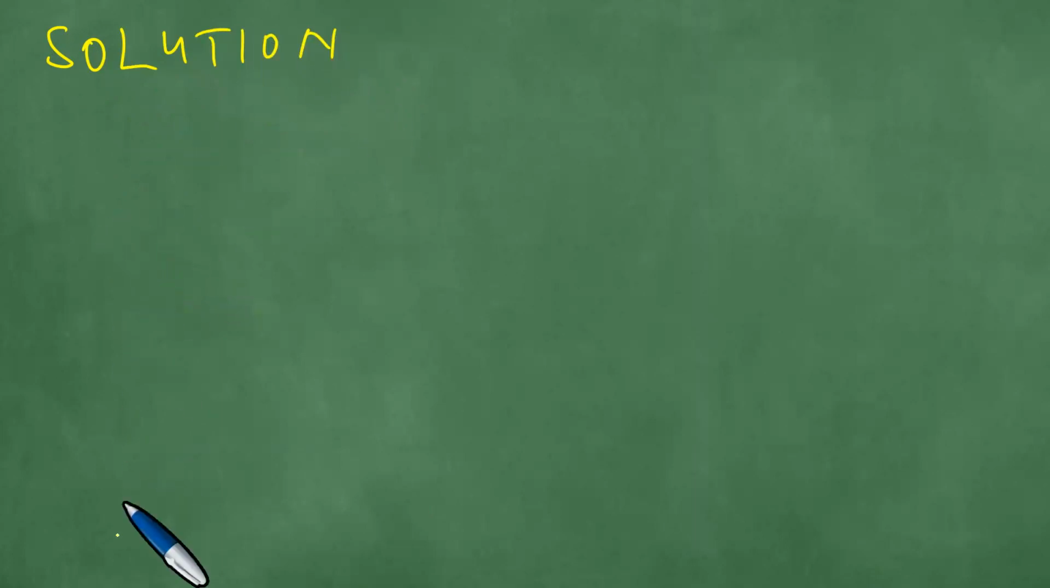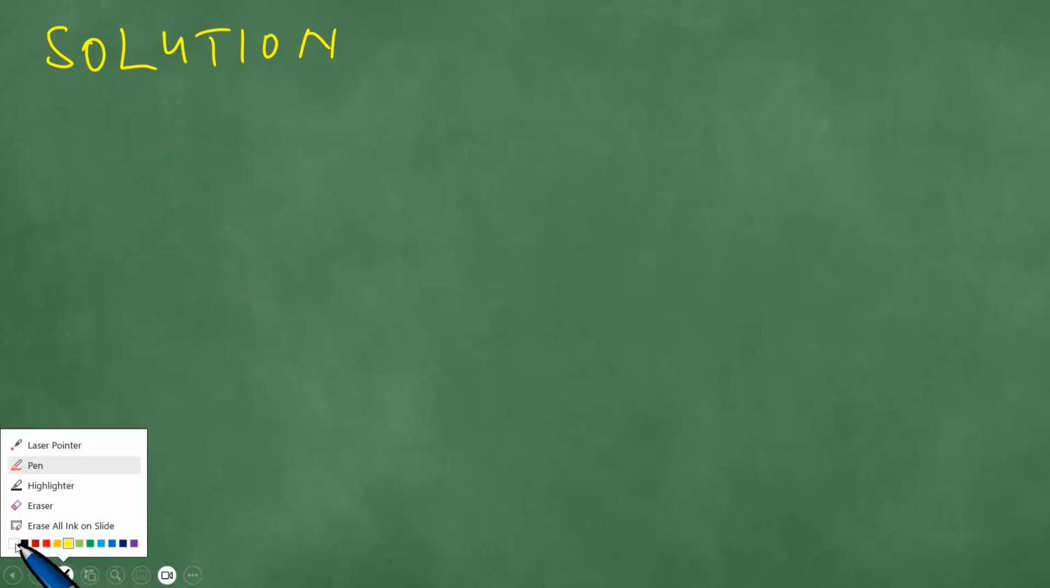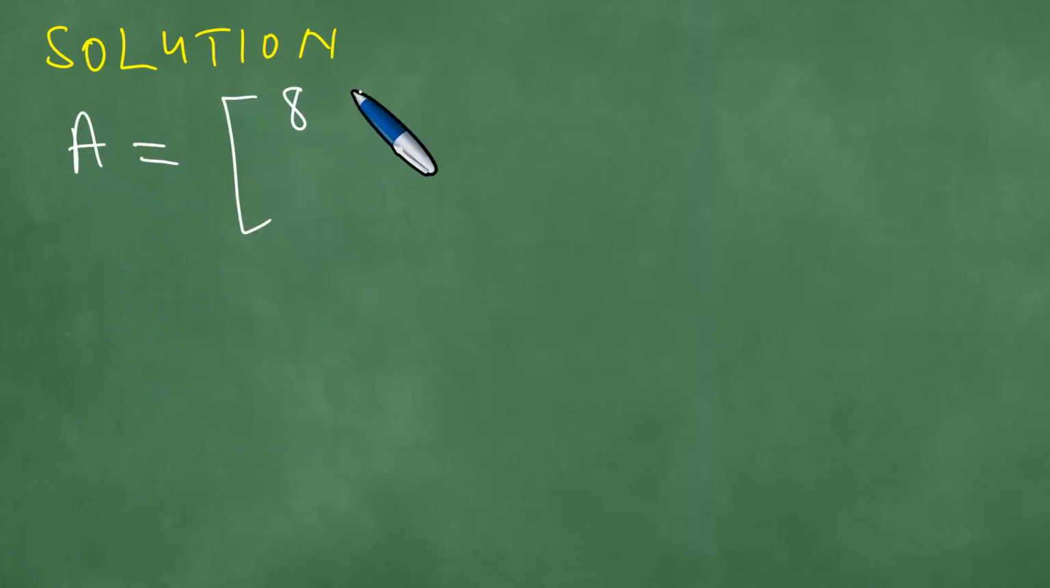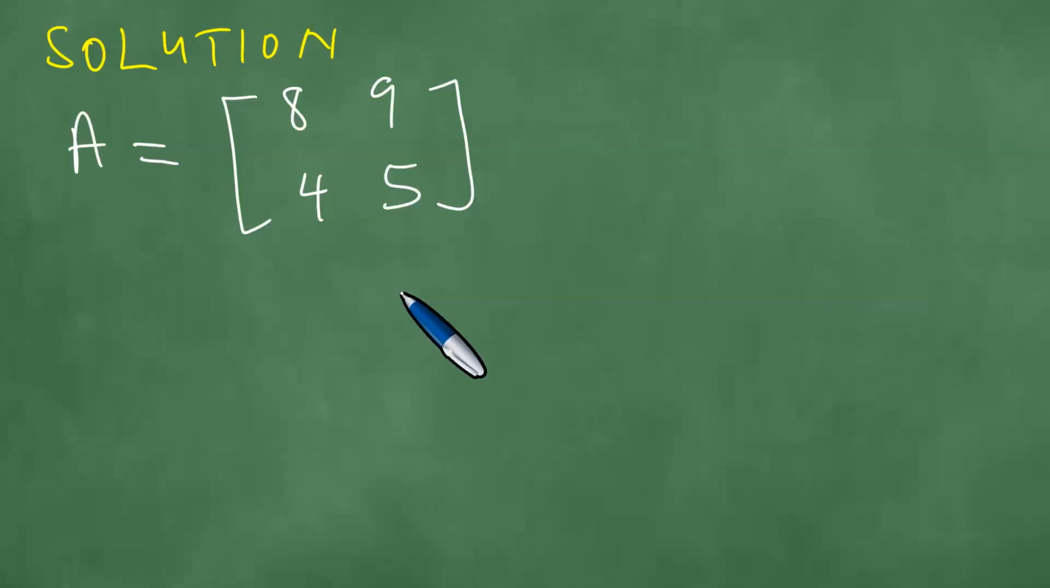Right, the solution to this matrix of the 2 by 2 size, and the matrix is A. 8, 9, 4, 5, like this. What is the inverse of this matrix? We want to find the inverse of this matrix. Right, so to find the inverse of this matrix, we proceed as follows. We first get the determinant of this matrix.